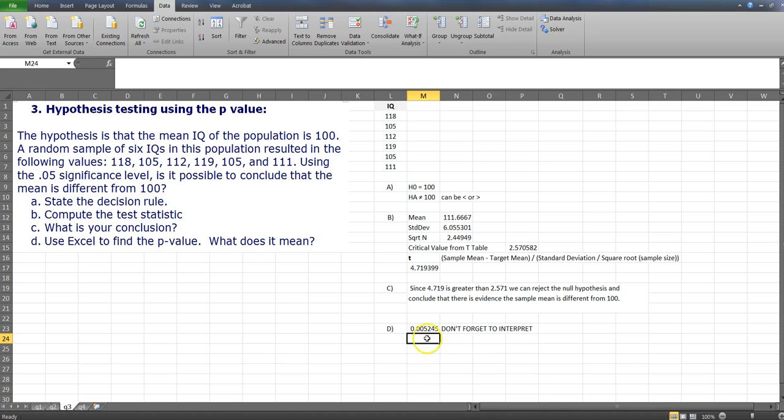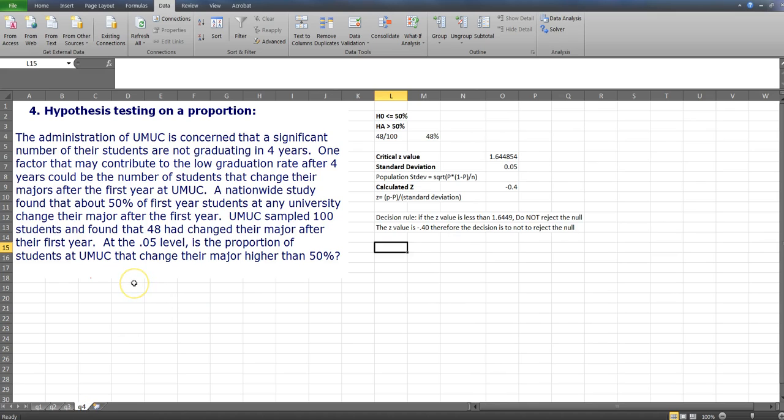If this p-value was greater than 0.05, like 0.06, 0.10, 0.8, there would be no difference. It would not be statistically significant. So since our value of 0.005 is much less than 0.05, we can say that there is a statistically significant difference.